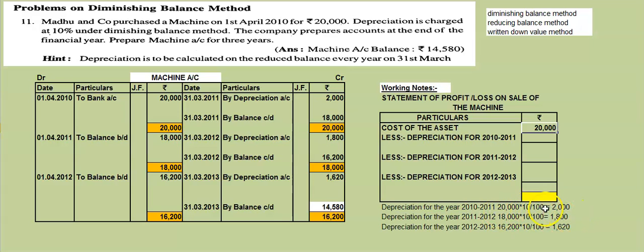Percent means you always take 10 by 100. Whatever the percent, that is the rate. Rate by 100. 10% is 10 by 100. If it is 20, 20 by 100. If it is 5%, 5 by 100. If it is 15, 15 by 100. Like that you have to take. Percentages are always taken like that.